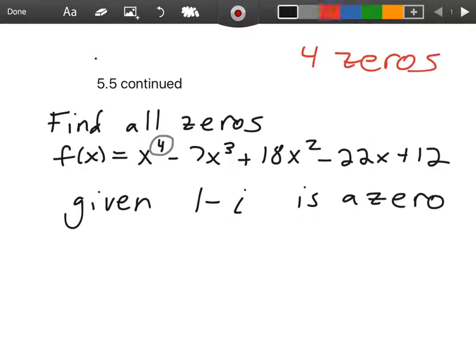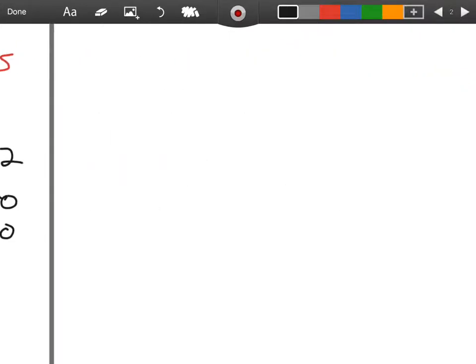The complex conjugate theorem says that if a complex number is a 0, then its conjugate is as well. So we know that 1 plus i is a 0 as well. So we've got 2 zeros. We need to find 2 more. So let's do synthetic division with this to simplify it a little bit.